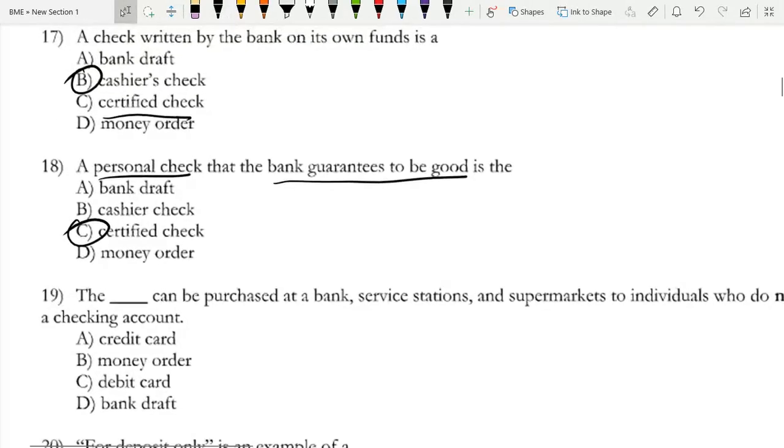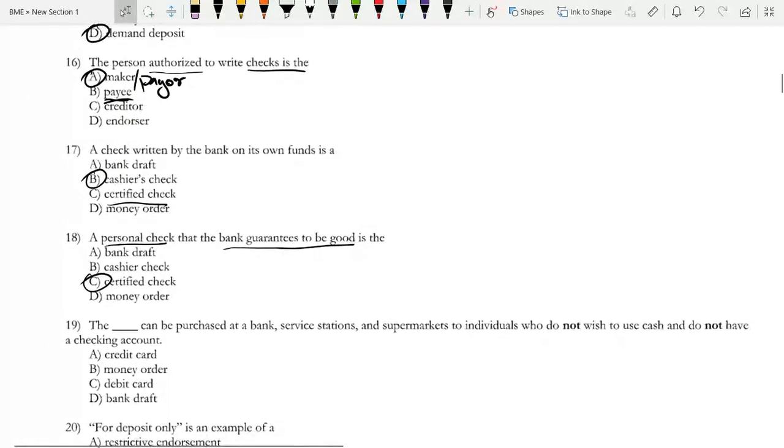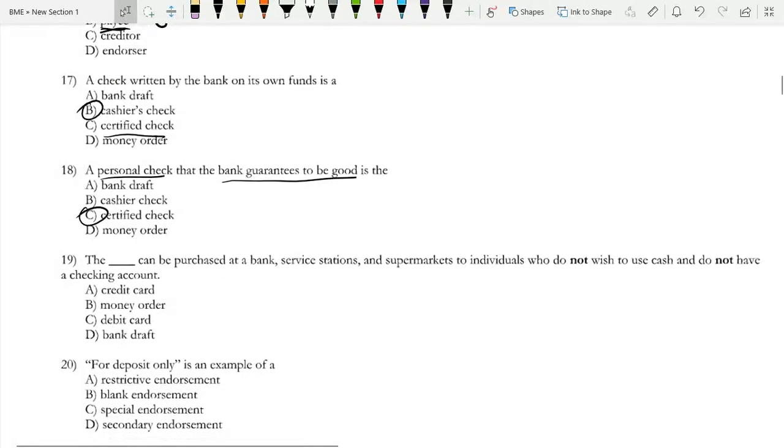Now on to question 19. The blank can be purchased at a bank, service stations, and supermarkets by individuals who do not wish to use cash and do not have a checking account. Sorry for the slow zoom out, but these long questions, I don't like it. It is the money order. If you don't have a bank account, it's basically like a prepaid check. You pay the money and they give you a note, and whoever you give that money order to can redeem the money.